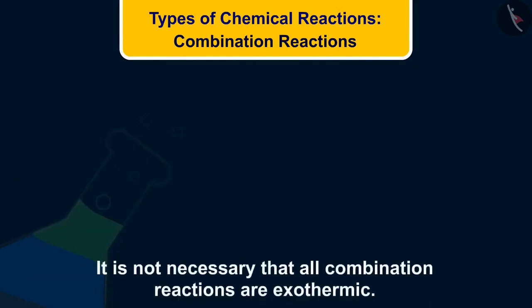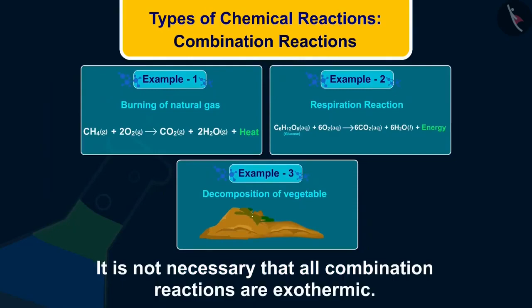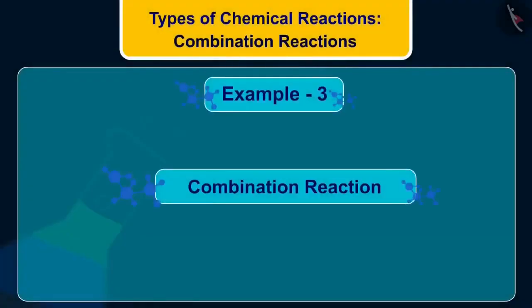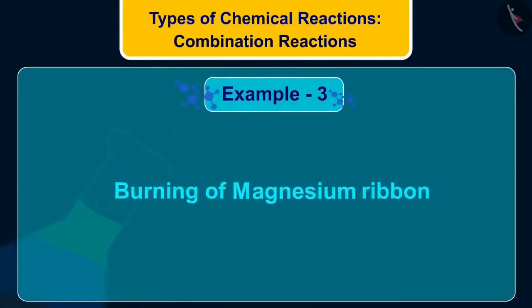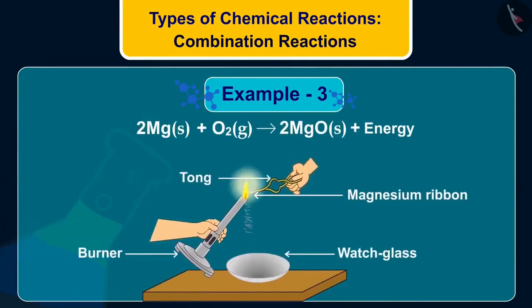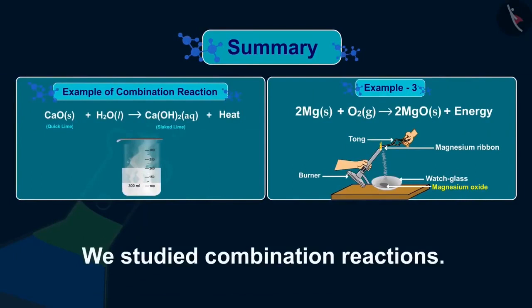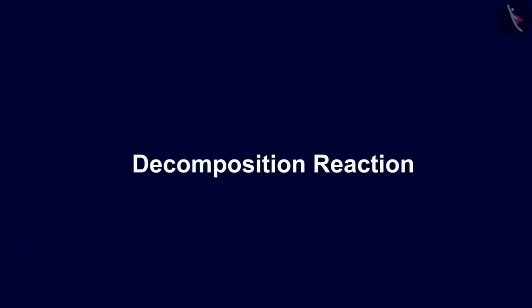However, it is not necessary that all combination reactions are exothermic. We can take one more example of a combination reaction, which is burning of magnesium ribbon. Magnesium burns in oxygen to produce magnesium oxide. So friends, today in this video, we studied combination reactions. In the next video, we will learn about decomposition reaction.